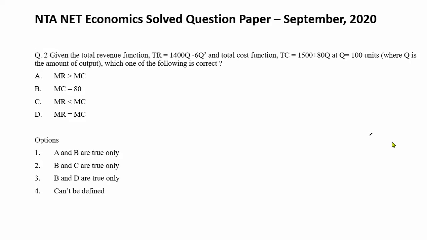In this video, we will be resuming our 2020 September question paper of economics. Okay, so let's get to it. So the first question is given that there is a total revenue function and there is a total cost function, and we have to find out which of the following is correct, right?